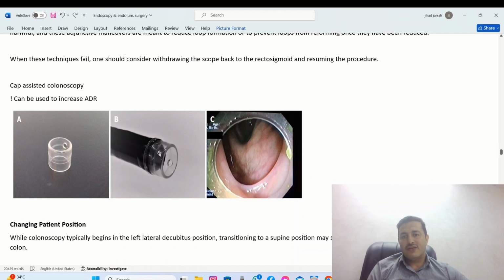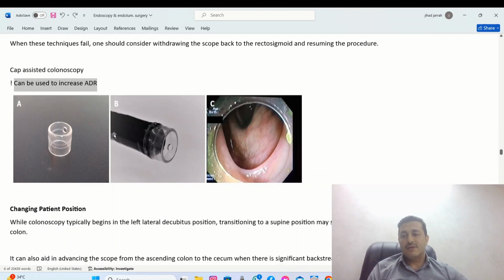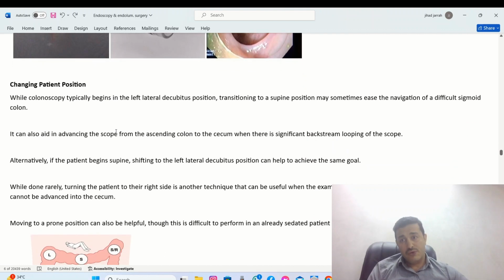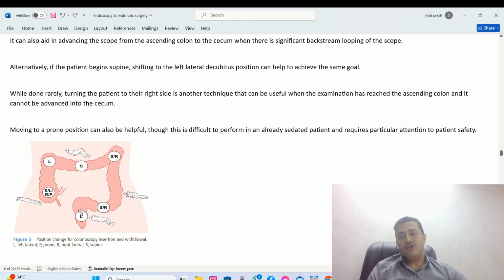One of the procedures that can help us is the cap assisted. Actually, it's a cap attached to the tip of the scope. Again, it's written here that it can be used to increase adenoma detection rate, but this is controversial. Position changing, we already talked about how changing the position can help us, especially for example in the descending colon and the cecum; the patient can be put in a prone position.